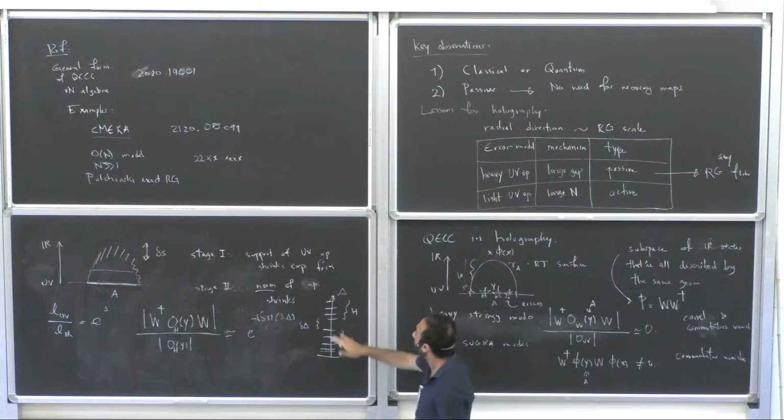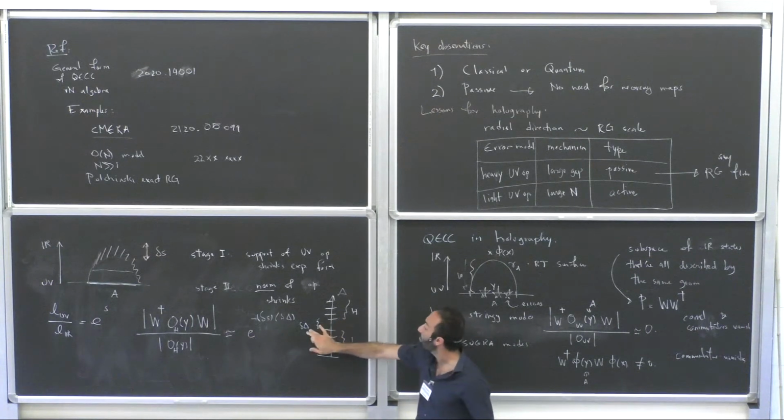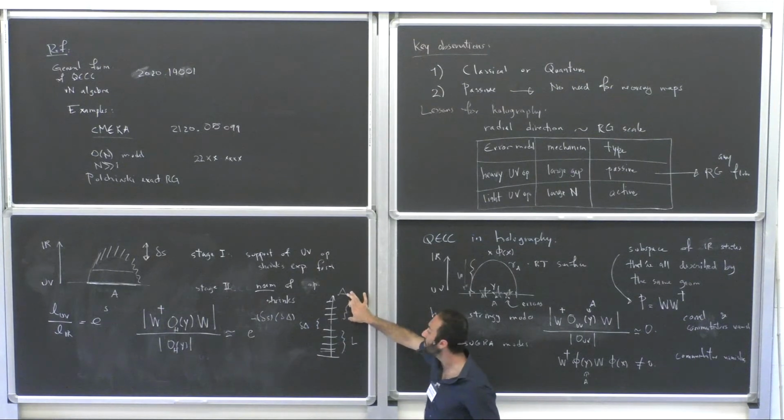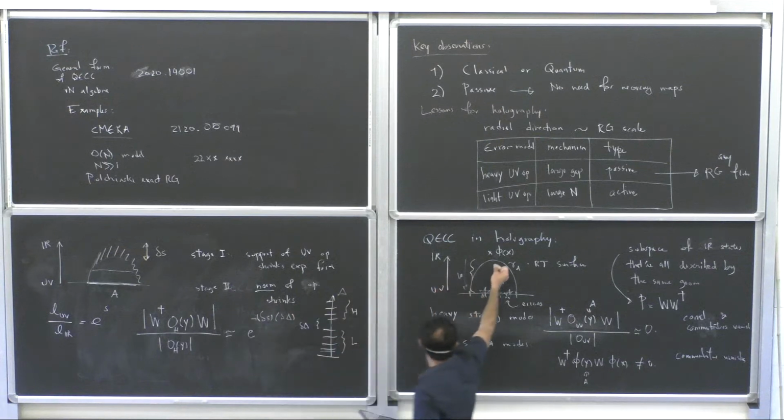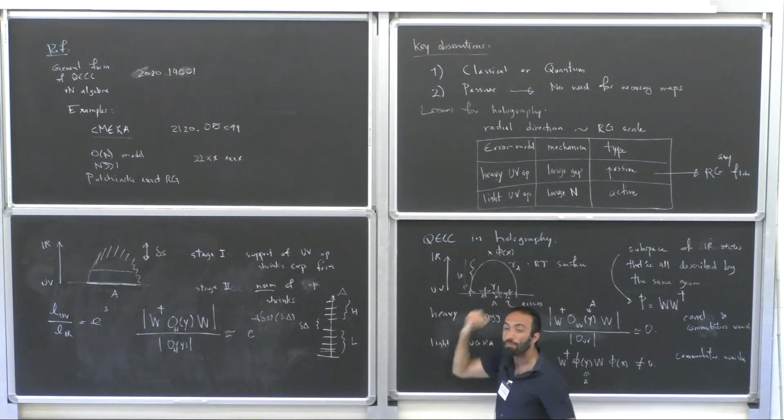So in holography, what happens is that there is a gap here that's order N squared. So for the heavy stringy operators, the moment you move outside of the RT surface, the norm immediately drops to 0.